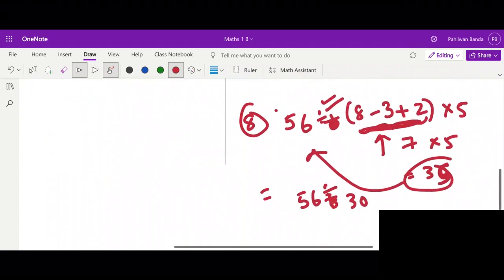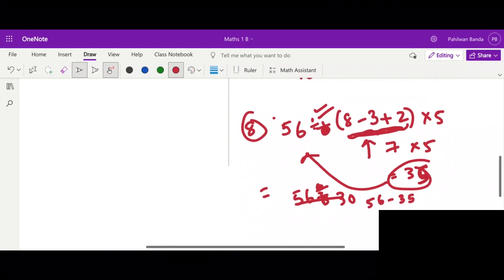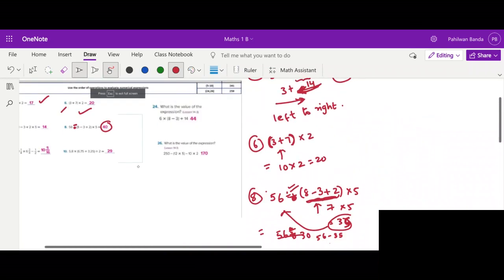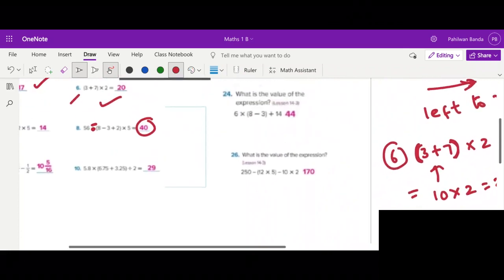So if it is minus, then you will get 56 minus 35. So how much is 56 minus 35? 56 and 35. 6 minus 5, 5 minus 3. 21. So 21 will be your answer. Not 40 here.